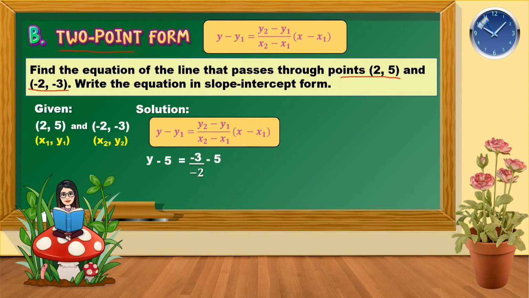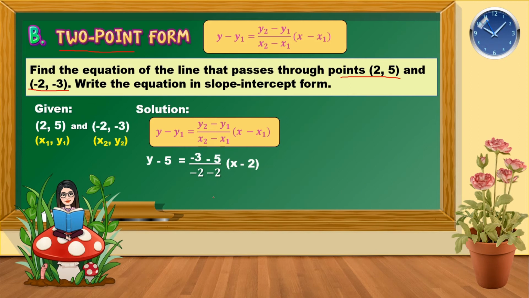Kaya, isulat natin dito sa baba is negative 2. Minus x sub 1. And where is our x sub 1? Ito, which is 2. So, minus 2. Times x, ito ay variable, so sulat lang natin, minus x sub 1. Nasaan si x sub 1 natin? Ayun, which is 2. So, minus 2. Okay. So, meron na ngayon tayong y minus 5 equals negative 3 minus 5 all over negative 2 minus 2 times the quantity of x minus 2.